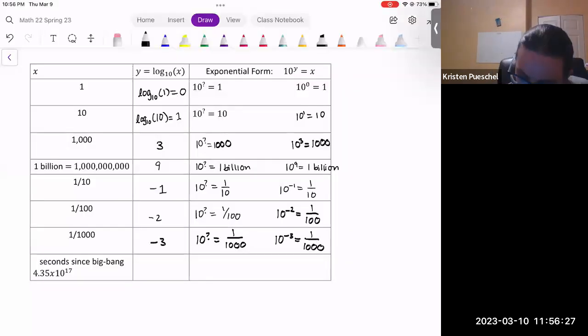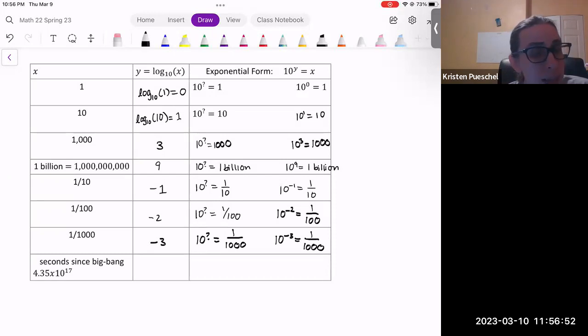Okay, so we should come away with something like this. There was a little typo here. It should have said 1,000 instead of 10,000. So we see that the log base 10 of 1 is 0. The log base 10 of 10 is 1. The log base 10 of 1,000 is 3. The log base 10 of 1,000,000,000 is 9.